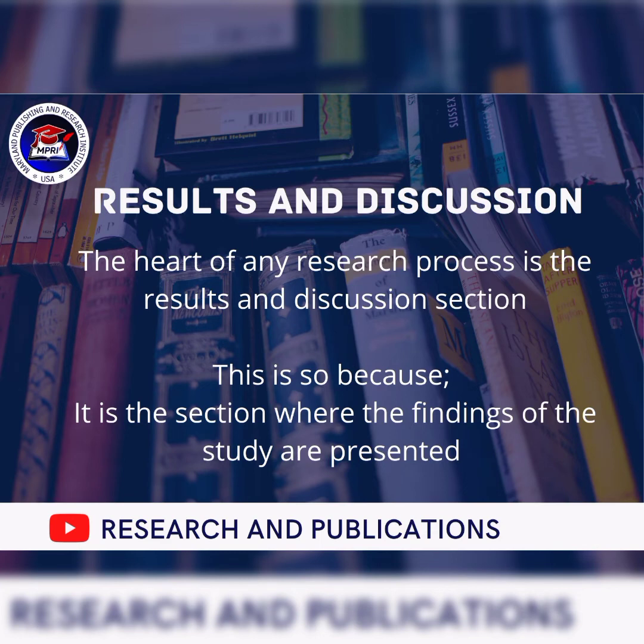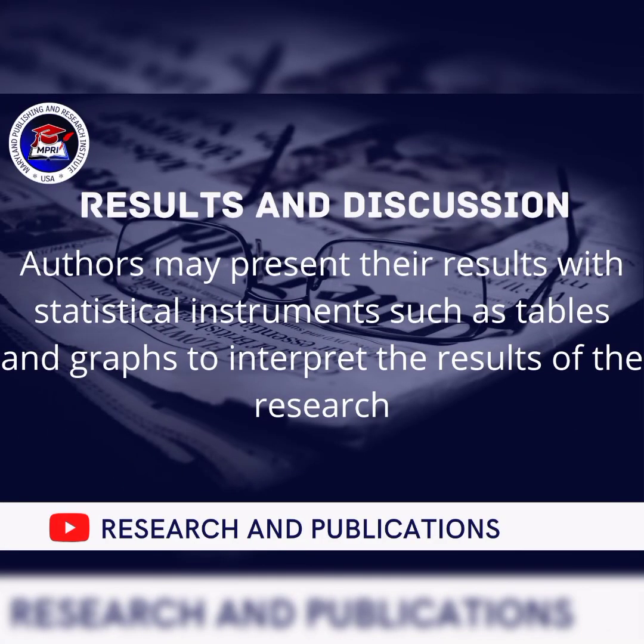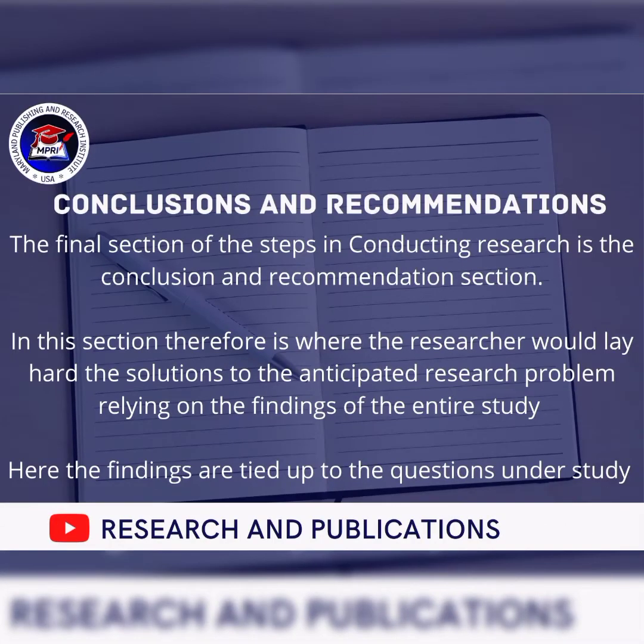Number 6, results and discussion. The heart of any research process is the results and discussion section. This is so because it is the section where the findings of the study are presented. In this section, authors are at liberty to present their results through the use of statistical instruments such as tables and graphs to interpret the results of the research.